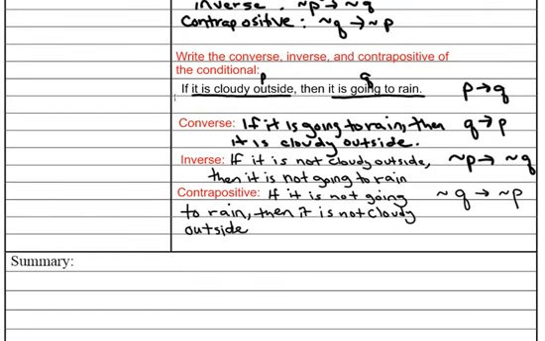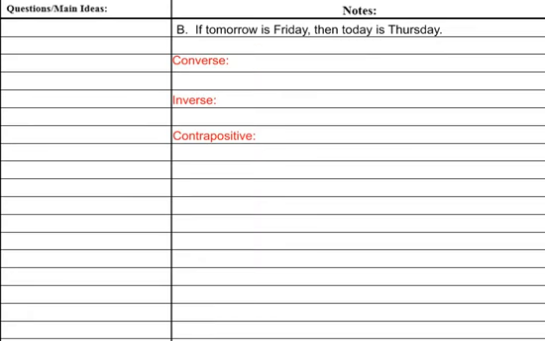And let's go ahead and call that example A. So we'll write it right here. And then I'm going to have you do example B on your own. Okay, so now it's your turn. We're going to copy this example B. If tomorrow is Friday, then today is Thursday. And that is a true statement. I would like for you to answer the converse, inverse, and contrapositive. So answer each one, pause the video, and we will move on to a different example.